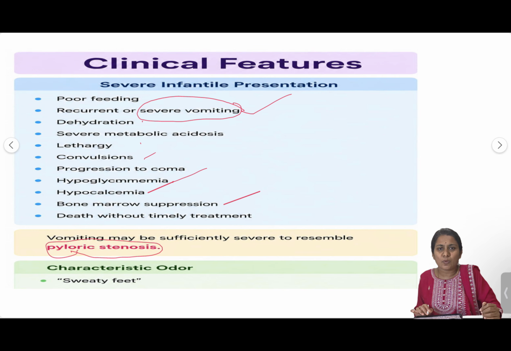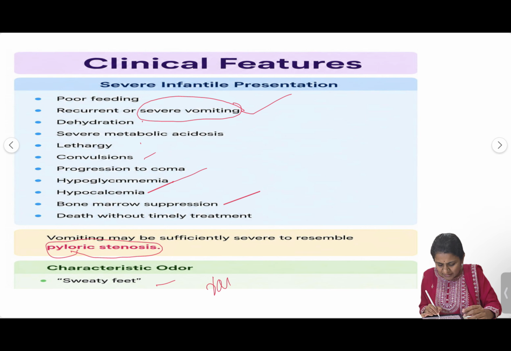And what is the characteristic odor here? There it was a burnt sugar. Here it is what? Sweaty feet odor. Sweaty feet, right? And it is also called as what? Rancid cheese odor. Rancid means what? So rancid cheese odor or sweaty feet.